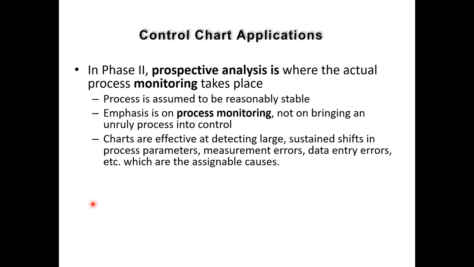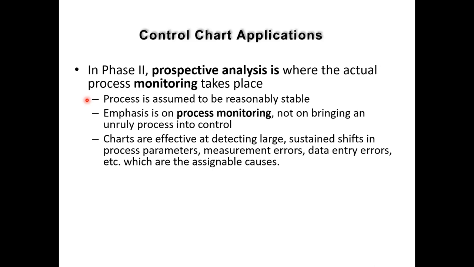In phase 2, this is called prospective analysis. This is where the actual monitoring process takes place. If you were to do process monitoring, you would first assume the process to be reasonably stable. But to ensure whether it is stable or not, you are going to apply the mean and standard deviation that you have estimated from phase 1.